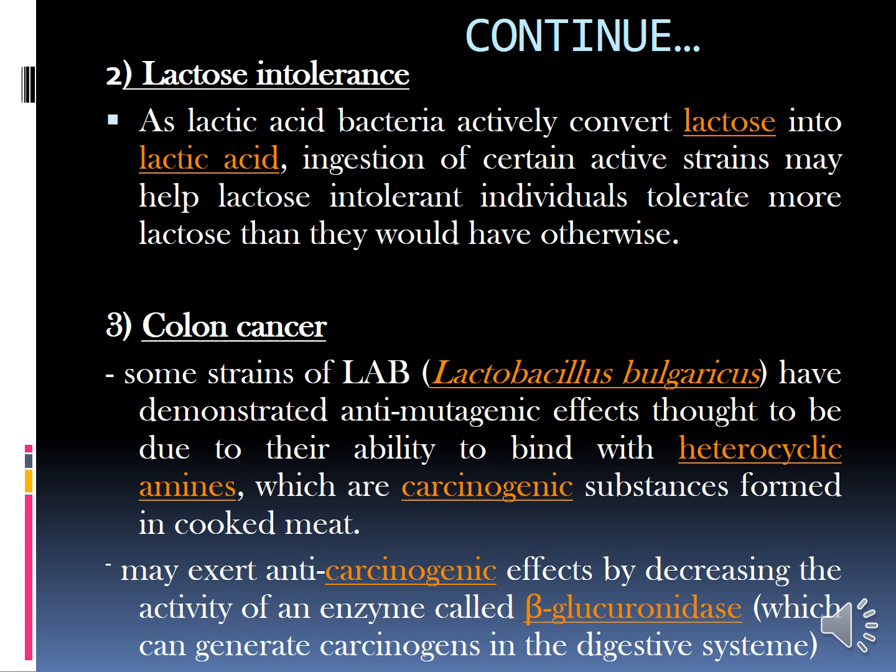Some strains of Lactobacillus bulgaricus have demonstrated anti-mutagenic effects, thought to be due to the ability to bind to the heterocyclic amines and carcinogenic substances found in cooked meat. They may also exert anti-carcinogenic effects by decreasing the activity of the enzyme called beta-glucuronidase, which can generate carcinogens in the colon.